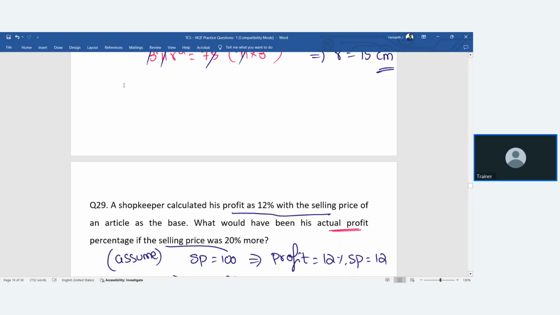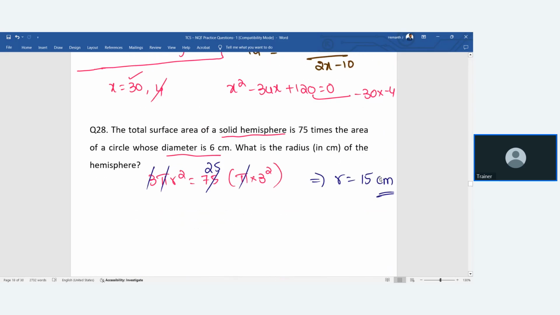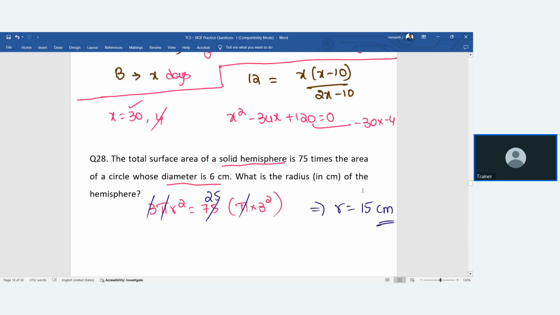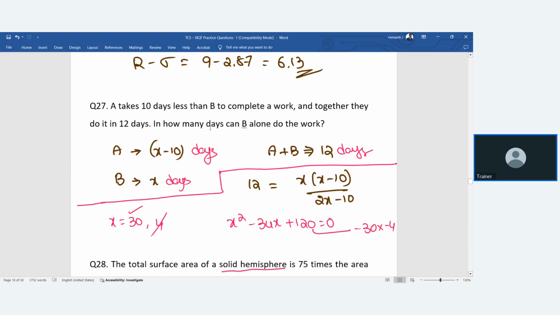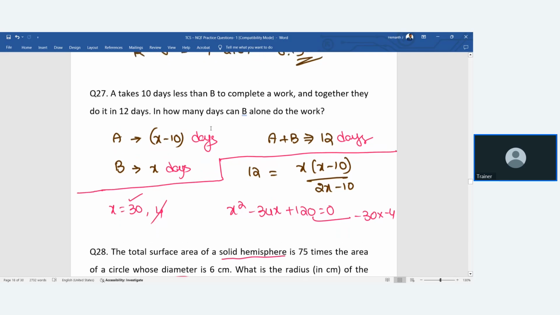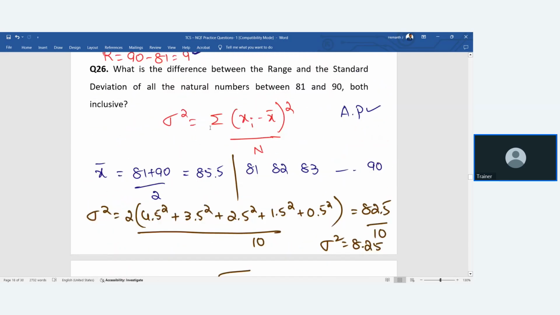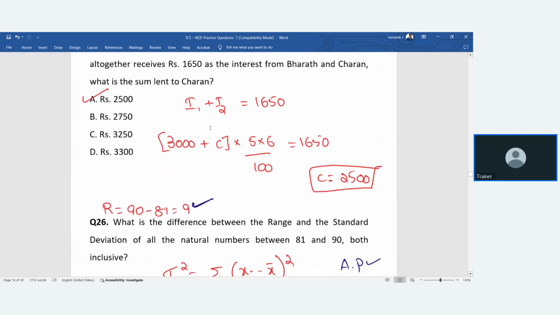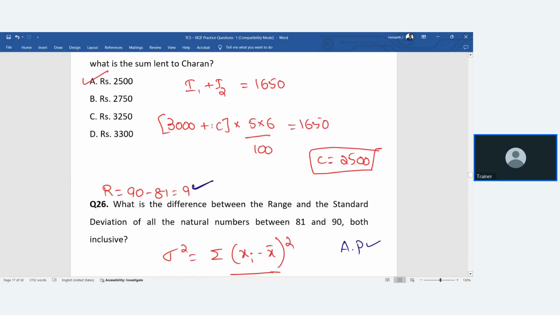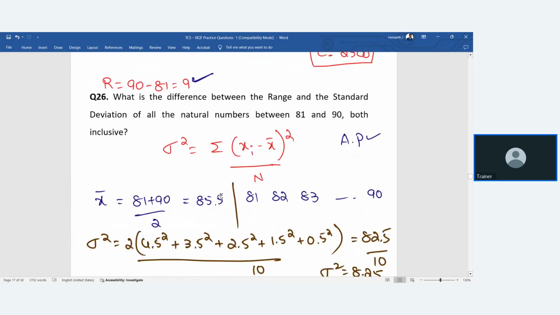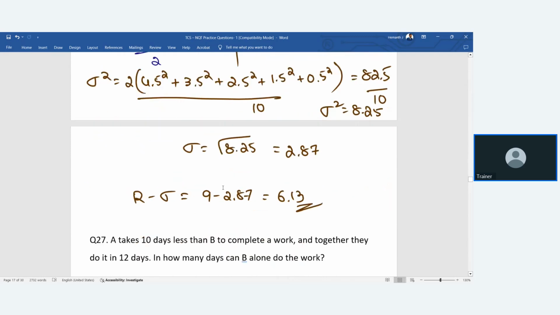Here also, how many days? 30. Radius in centimeters is 15. Fill the blank. Here 30, how many days they already given? You have to type 30. That's it. This one also 6.13. Yes, decimals also you can type. So all are numbers, no problem. You can type, numerical type questions.